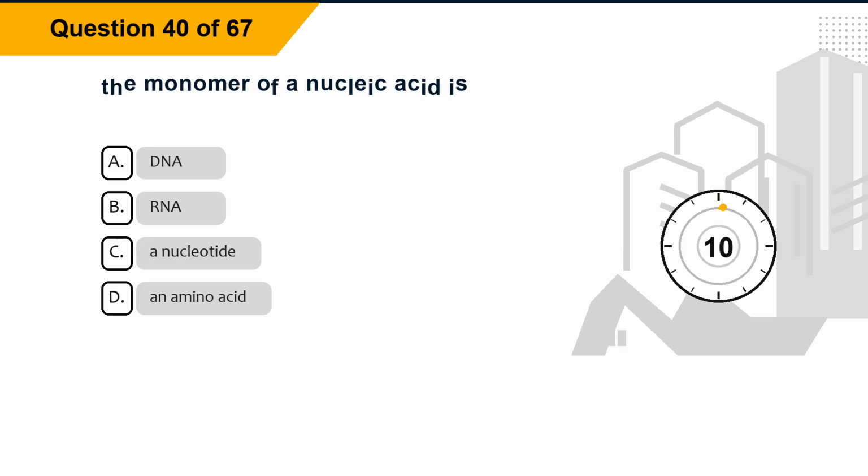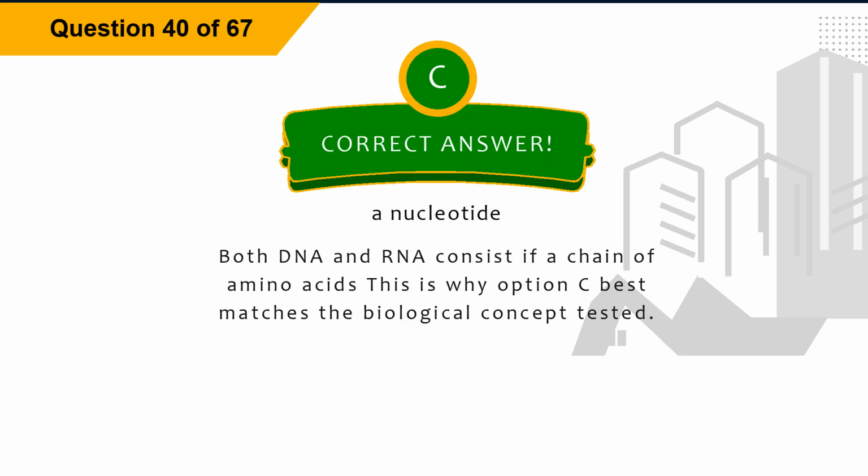Question 40. The monomer of a nucleic acid is option A, DNA. Option B, RNA. Option C, a nucleotide. Option D, an amino acid. The correct answer is option C, a nucleotide. Explanation. Both DNA and RNA consist of a chain of amino acids. This is why option C best matches the biological concept tested.